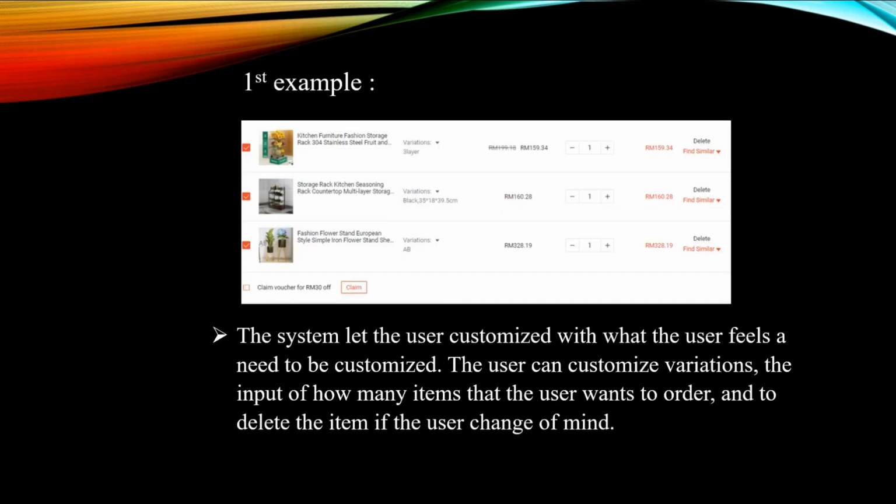First example, the system lets the user customize what the user feels needs to be customized. The user can customize variations, the input of how many items the user wants to order, and delete the item if the user changes their mind.